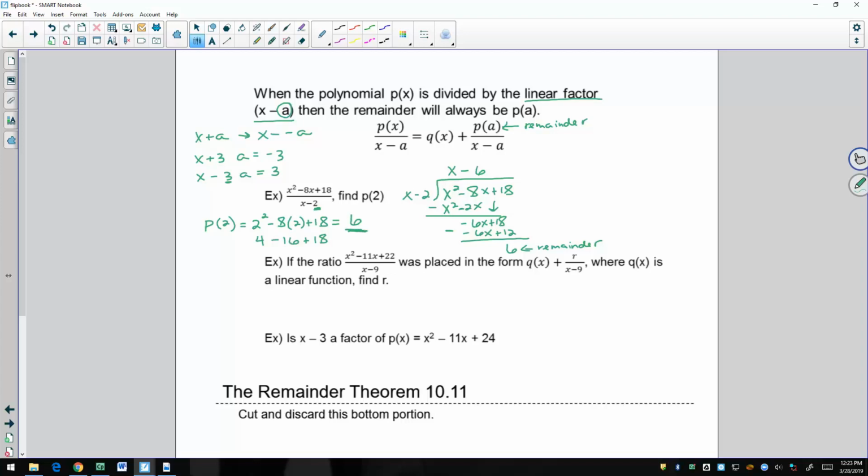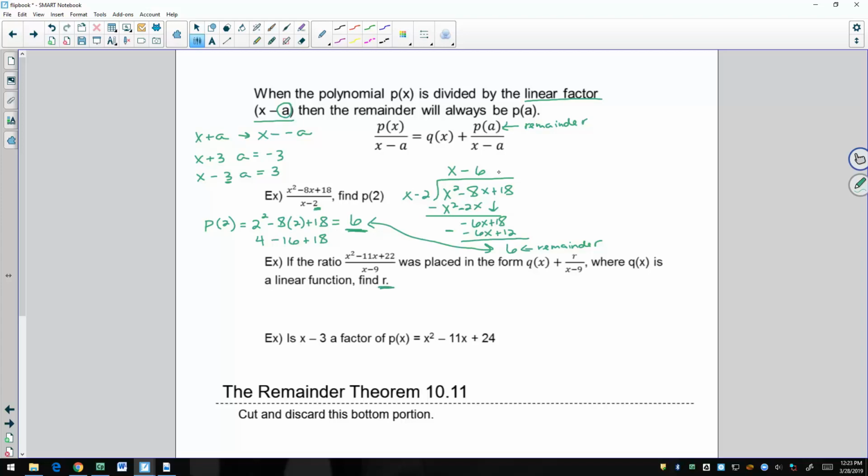Oh, wait a minute, look at that. The remainder, when I actually did the division, was 6. So if you are asked, like in the next one, I don't care what I actually get when I divide x squared minus 11x plus 22 by x minus 9. The question simply asks, what's the remainder going to be?